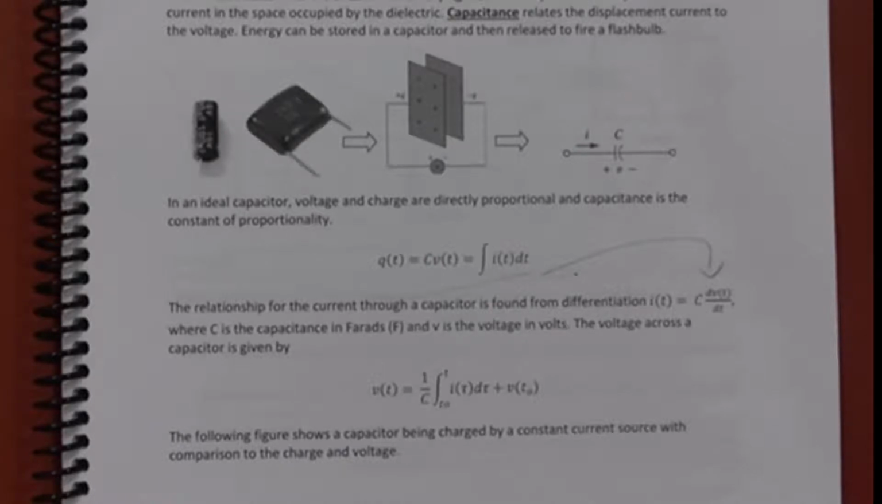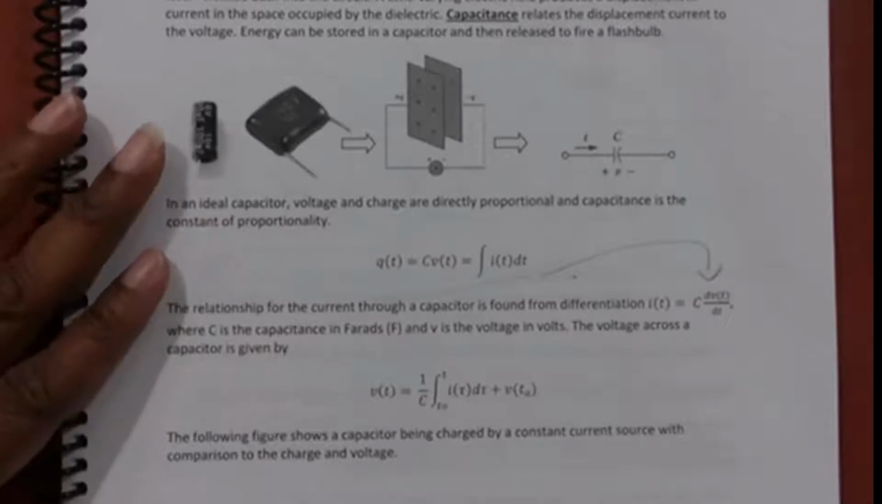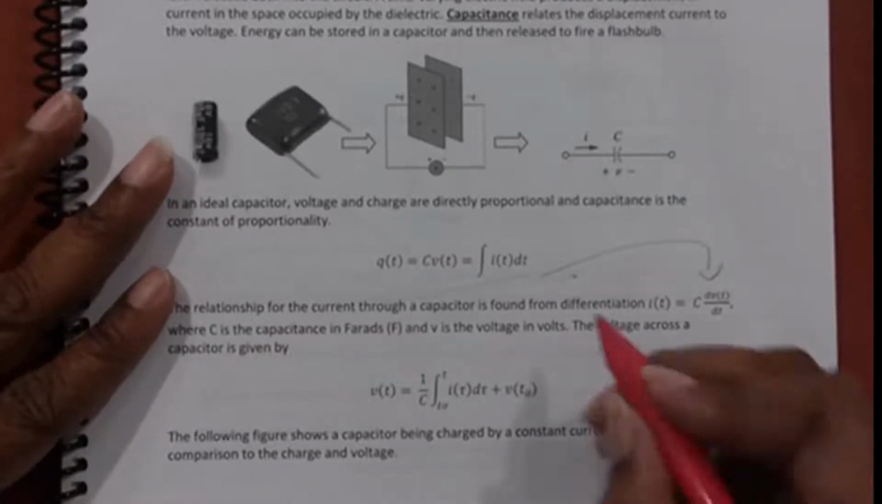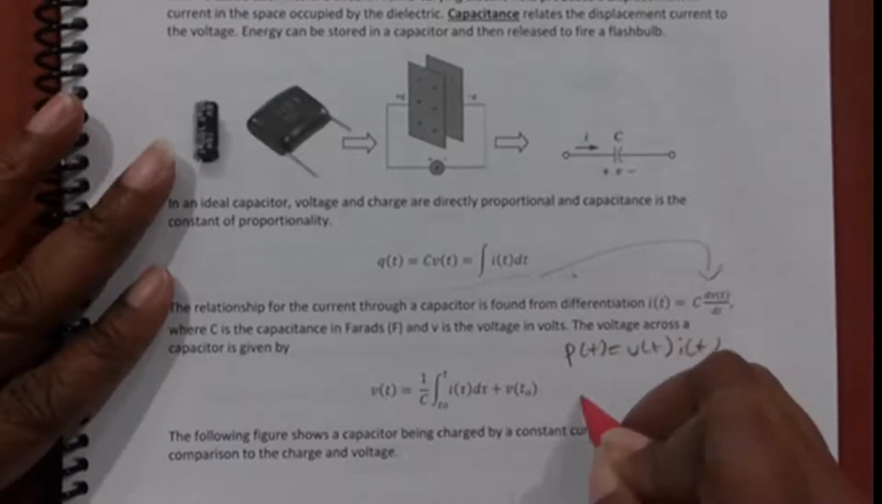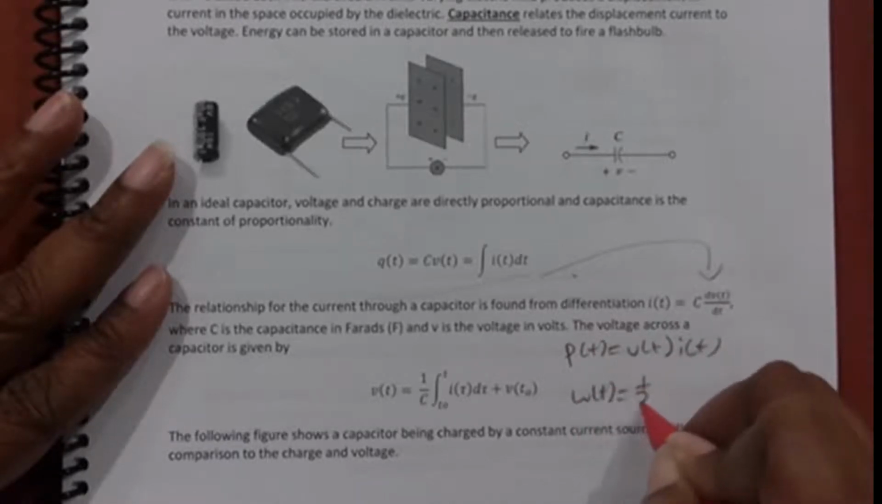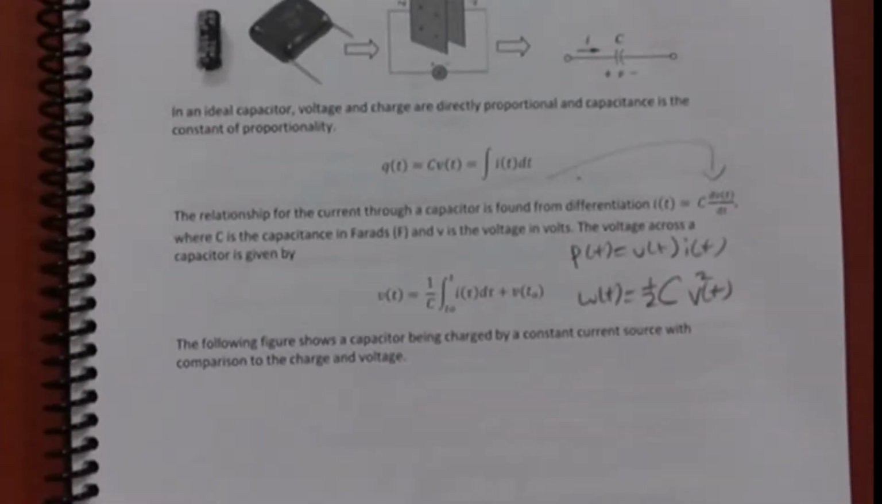Okay, so that's current and voltage for a capacitor. And just like we have on the board, you can also get the power and the energy, where power is V(t) i(t), and the energy is 1/2 C V(t) squared. Okay, is everyone good?